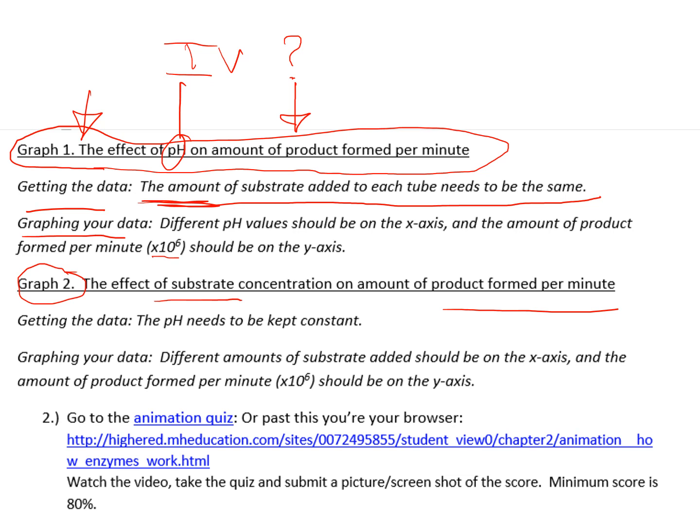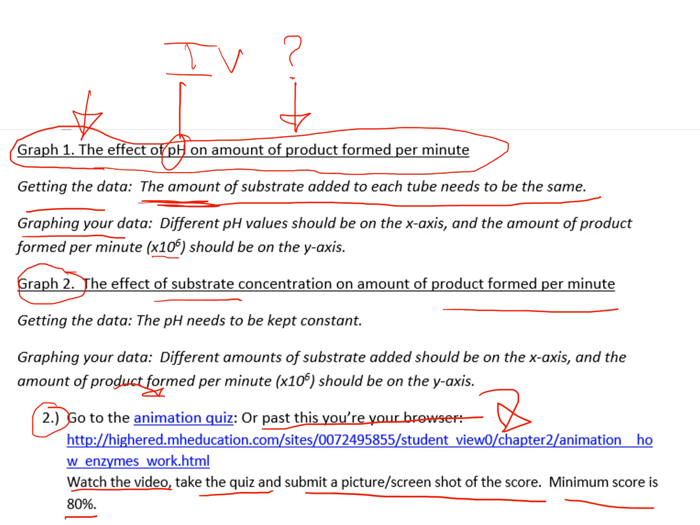Finally, when you're done creating those two graphs at that website, you're going to go to this fella right here, go to the animation quiz, or you can paste this link or this URL into your browser and go that way. Same thing, you know the drill. Watch the video, take the quiz, submit a picture, screenshot of your score. Minimum score is 80%, but remember, these are pretty good practice experiments for you, and I think that they will help prepare you for your next exam.